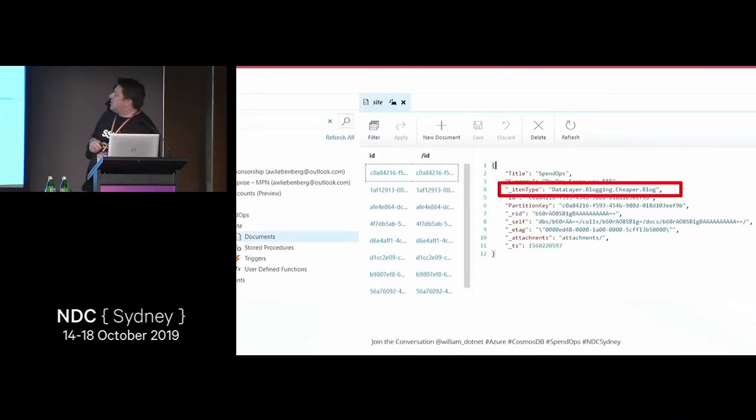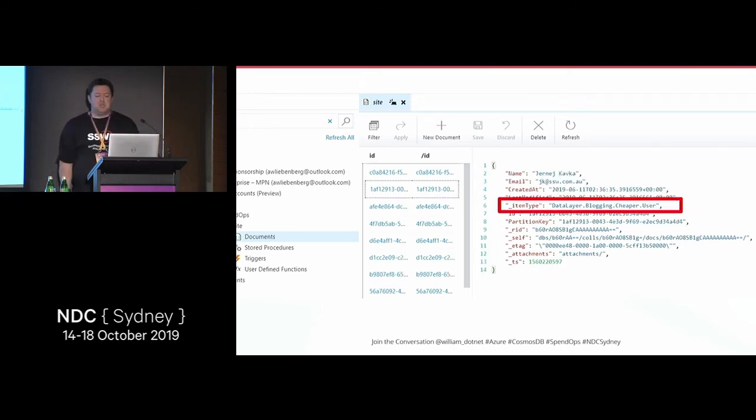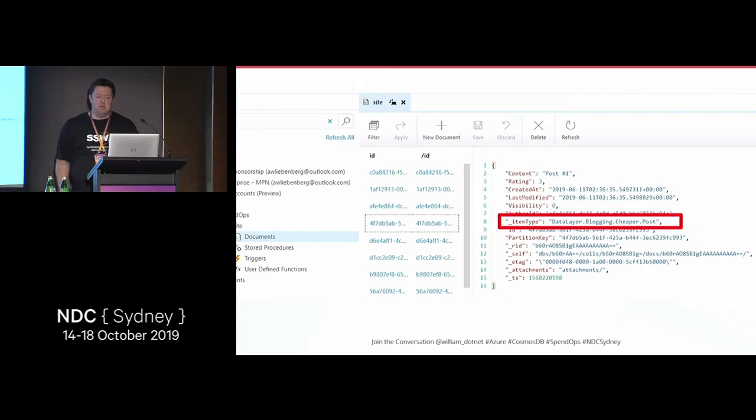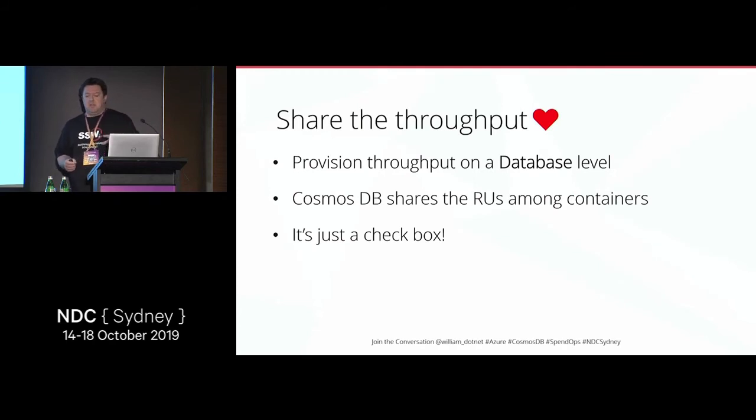So this is what it will look like once we've added a few items to our database. For instance, this item type is a blog, the next one is a user, and the last one is a post. So cool. Now we've reduced that cost of paying $37 3 times to only once. But since a while ago, what we can also do is provision our throughput for the entire database, not just a single container. Previously that wasn't possible, but now it is.